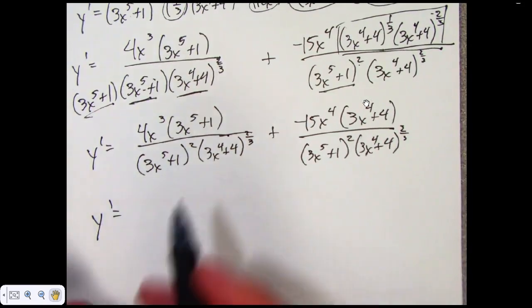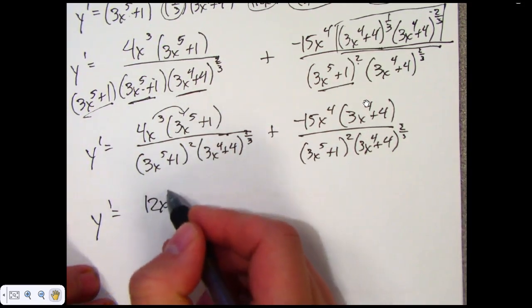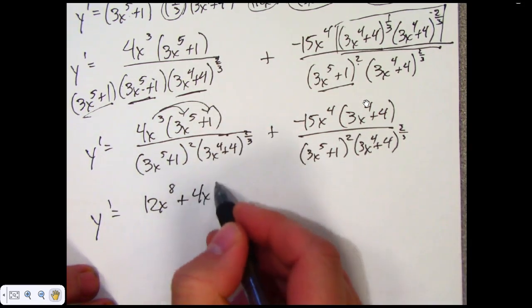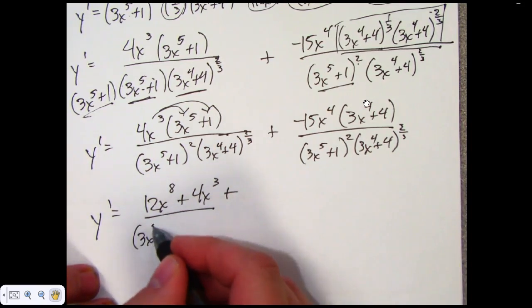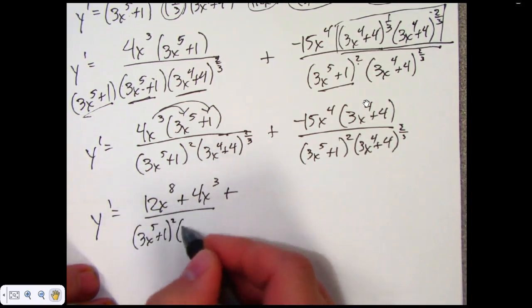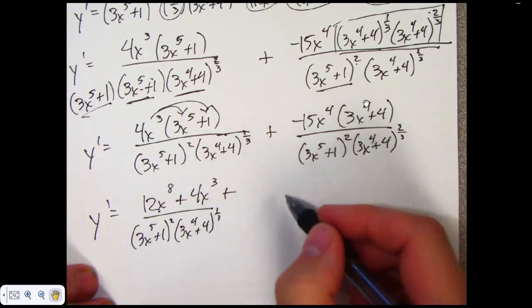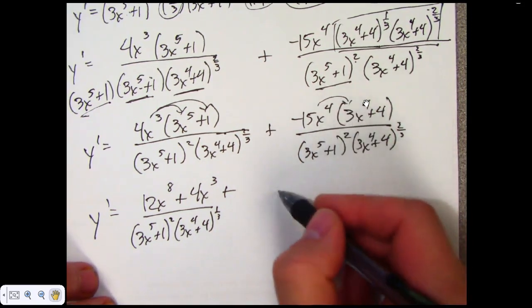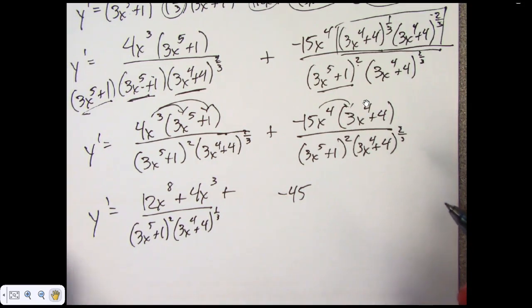So I just need to clean up the top. Well, this would be 12x to the 8th. This would be 4x to the 3rd. Over, and I'm just going to keep writing this stuff on the bottom. And if you're working in your test, and especially when time's an issue, you don't necessarily need to rewrite the bottom every single time. But I also have a slight fear that if you don't rewrite it every time, you're going to forget that it's there, forget something.